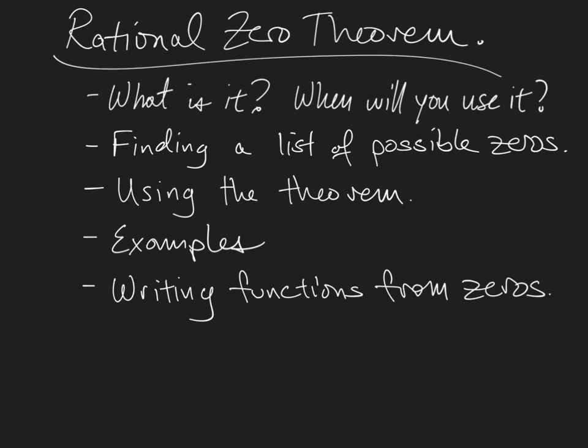In this video, I'm going to go over what the Rational Zero Theorem is, when you'll use it, and then we'll go through the preliminary things that you need to know about using the Rational Zero Theorem, how to find the list of possible zeros using the theorem, and then we'll do a bunch of examples, and then I will end with writing functions from zeros. Let's jump into it.